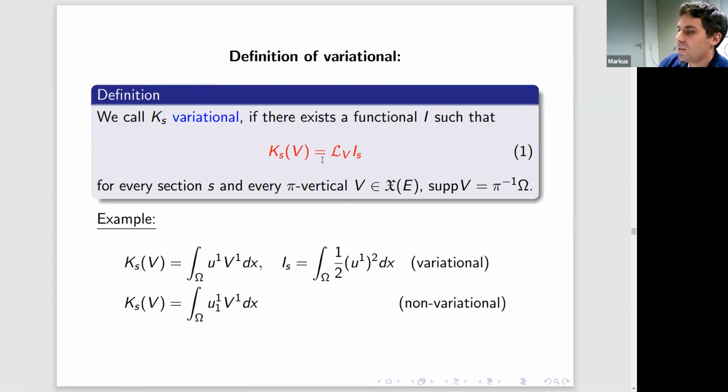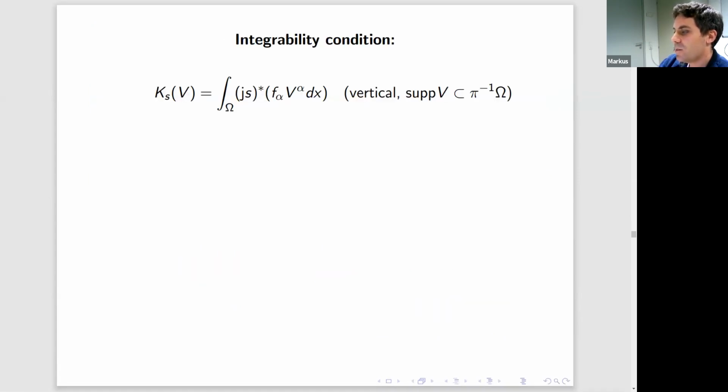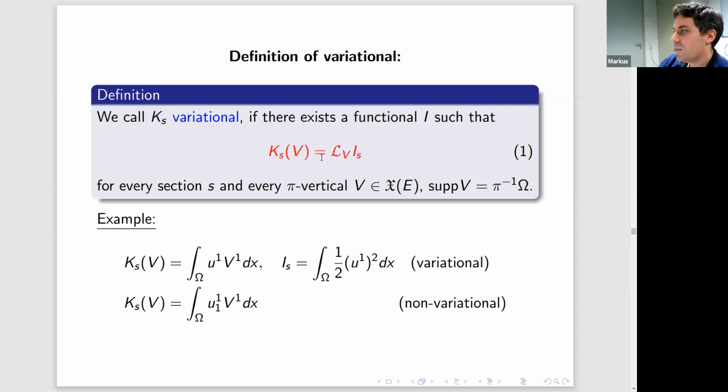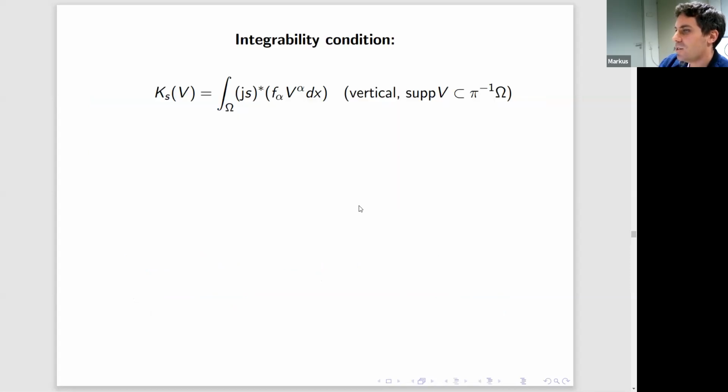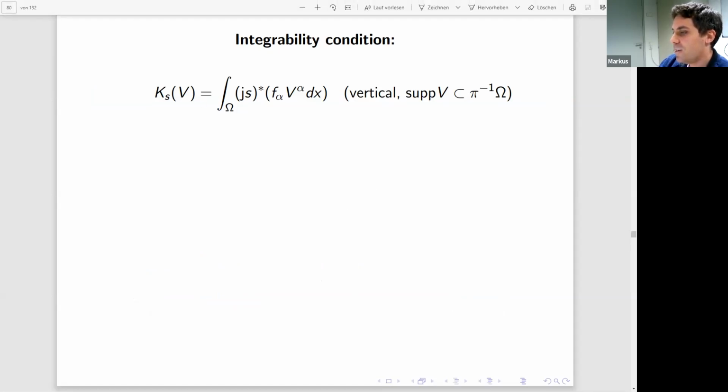Okay, so we have defined this, and now we also have to define symmetry for K and a conservation law for K. This will need maybe some more slides, but before we come to this, I want to show you the necessary and sufficient conditions, or let's say the integrability conditions, for when this K is variational. And it's actually pretty straightforward, I would say. So here is the K again.